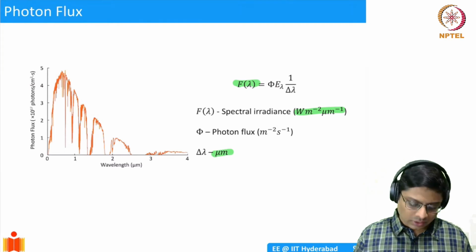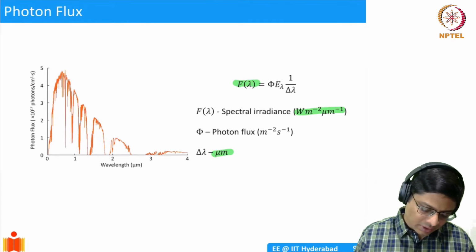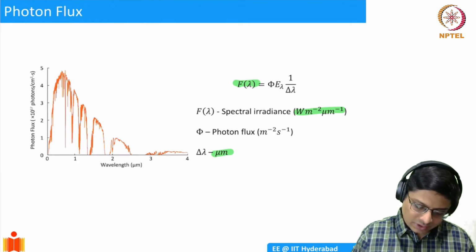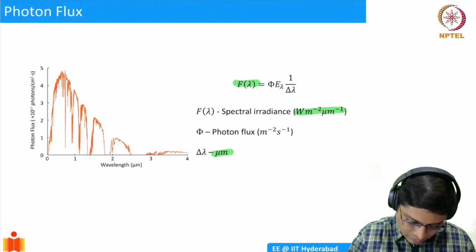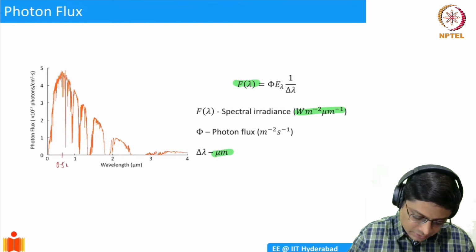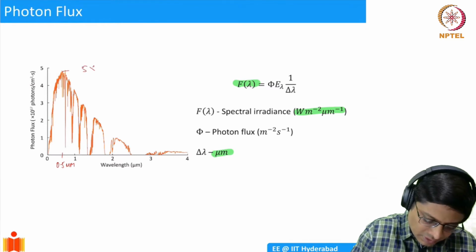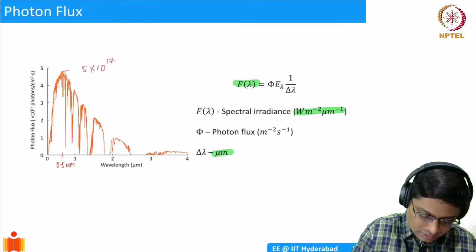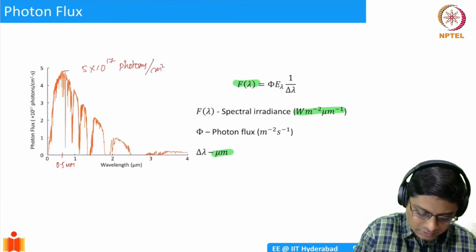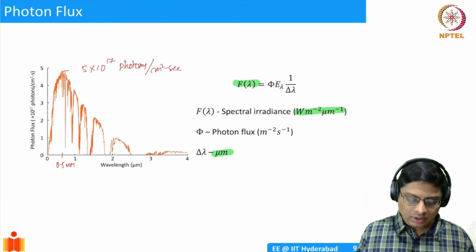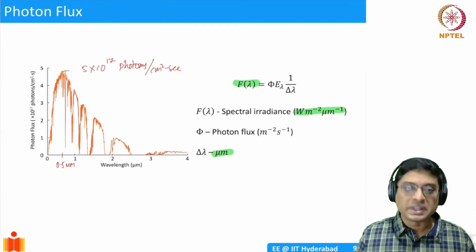Okay, so if you look at this, the number of photons turns out to be about 10 power 17 photons. Typically, if you take, let's say, around 0.5 micrometers, roughly about 5 into 10 power 17 photons per centimeter square per second. All right. So this is a peak.